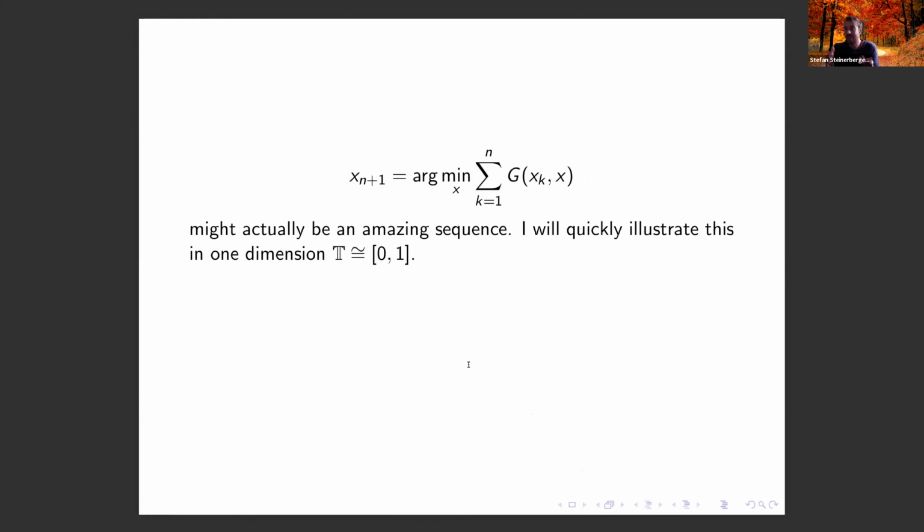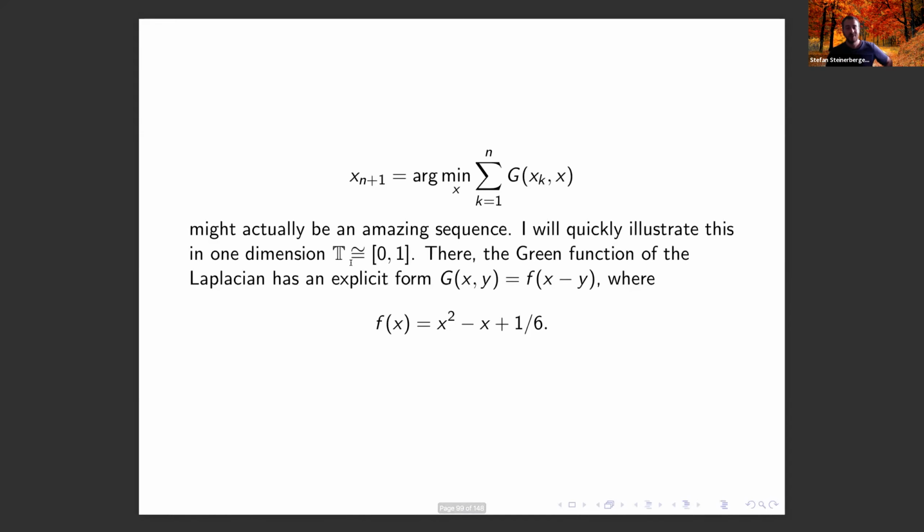Let's go to one dimension. Louis actually talked about this at the webinar a couple of weeks ago, but it's so fun that I can talk about this for hours. So suppose we're in a unit interval. Okay, so torus, endpoints identified. The Green's function of the Laplacian is actually explicit. And it's nice, and it's a polynomial. Okay, so it's just given by this.